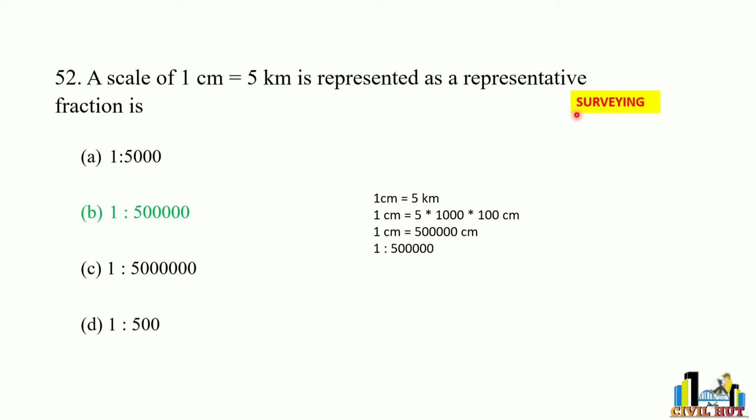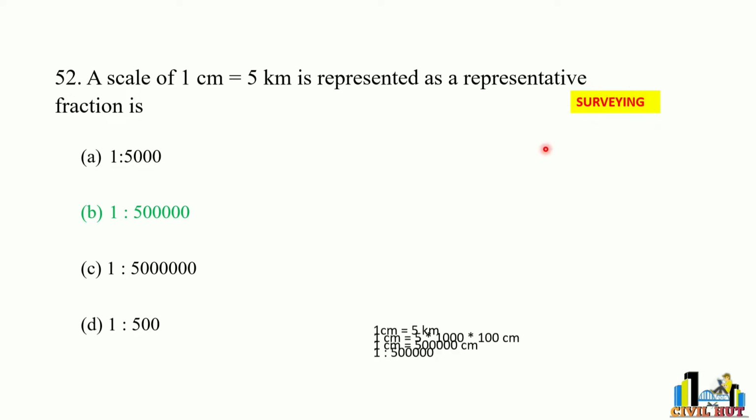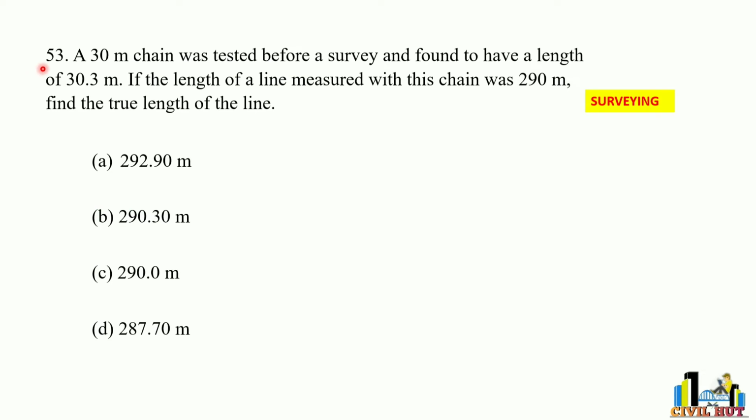This is from surveying. Next question is the 53rd. A 30 meter chain was tested before a survey and found to have a length of 30.3 meters. The 30 meter chain is changed to 30.3 meters. If the length of a line measured with the chain was 290 meters, the length of the line is measured 290 meters. Find the true length.